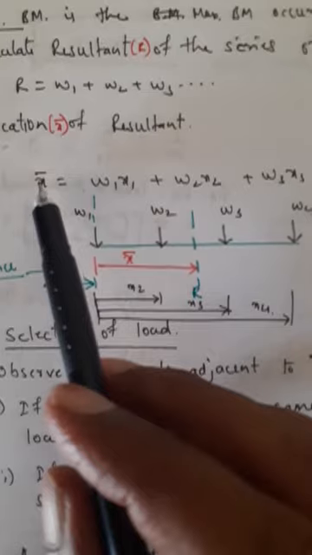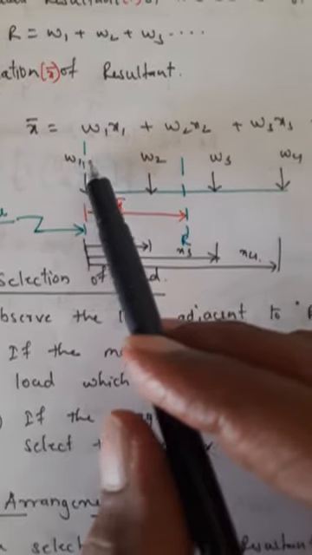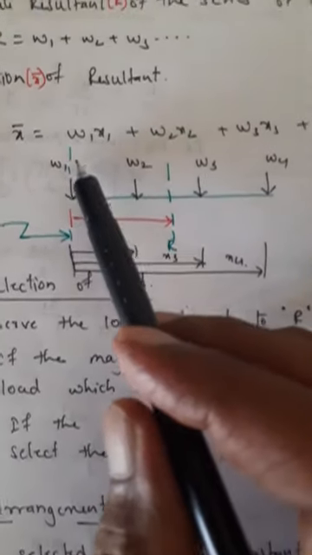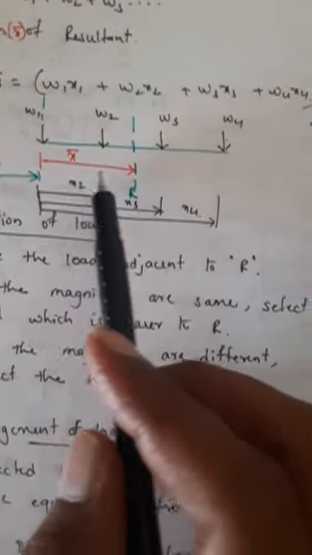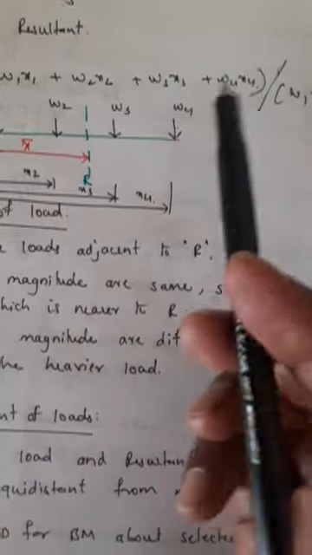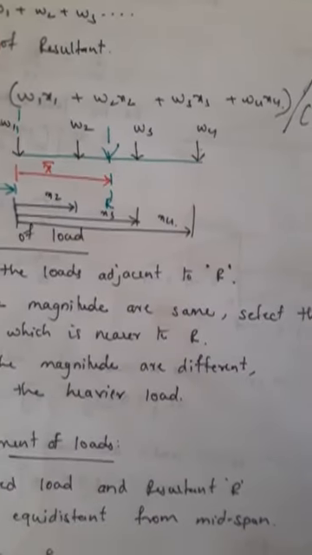Now, X bar is given by W1 X1 plus W2 X2 plus W3 X3 plus W4 X4 divided by W1 plus W2 plus W3 plus W4. For this load, X1 is 0 because the reference line coincides with this. This is how you calculate X bar. Once you calculate X bar, mark that. So that is the location where resultant R is acting. This is an imaginary resultant.